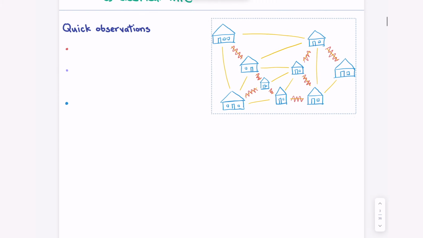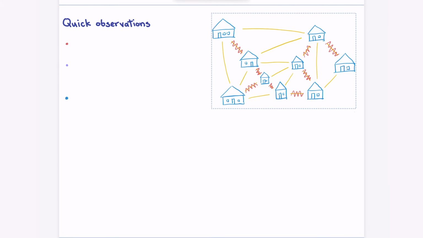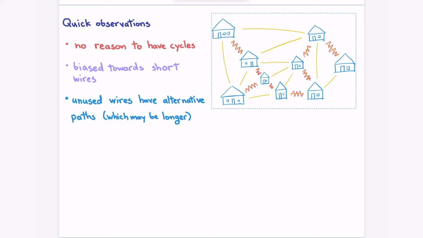Some quick observations. There's no reason to have a cycle, just a redundant connection, since everything has a positive cost. It seemed very natural to take the shorter wires. You all gravitated to that. And for every wire I didn't use, the endpoints are still connected, although the path that connects the endpoints could be longer than that particular edge.